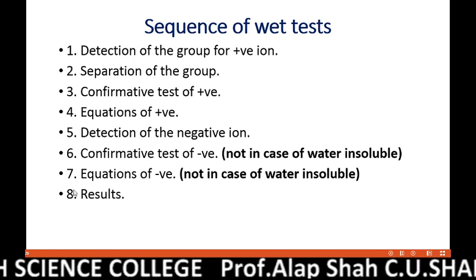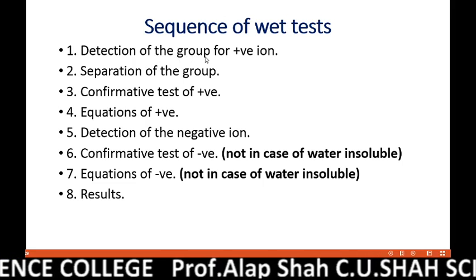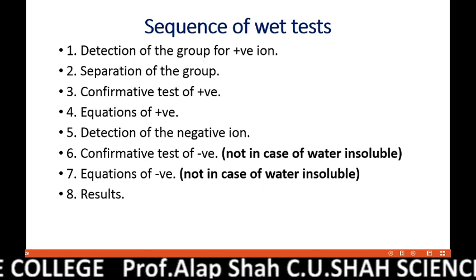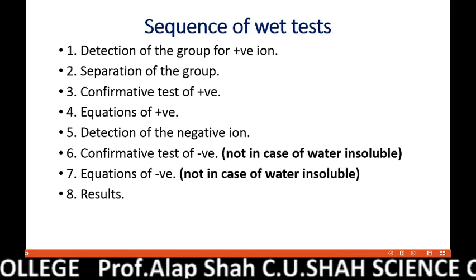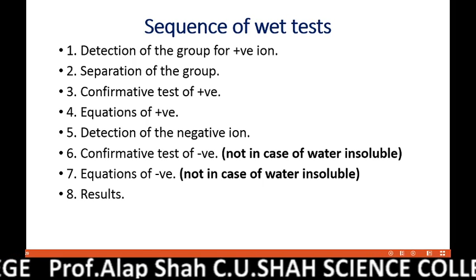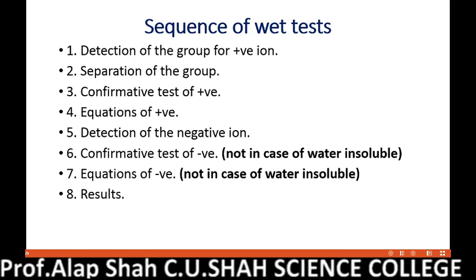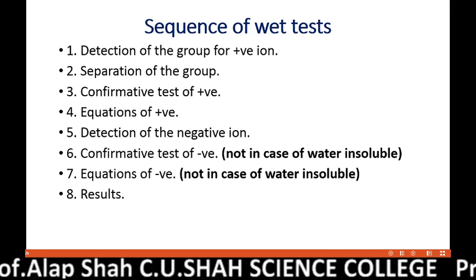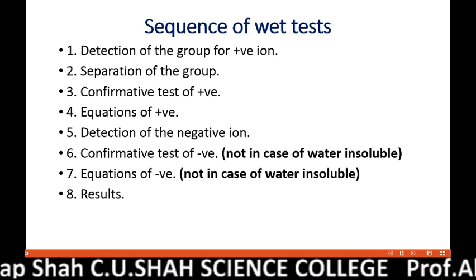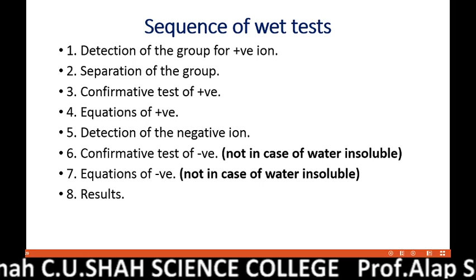So this is the sequence of the wet test. First, we have to identify the group of the positive ion. Whichever group is found, then we perform the separation of that group. Third, from the separation, whenever we find a positive ion, we perform its confirmative test. Fourth, we write the equations of that ion. Fifth, detection of negative. Sixth, confirmative test of negative. But again, the same thing.